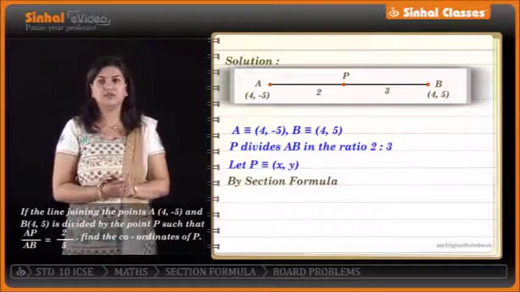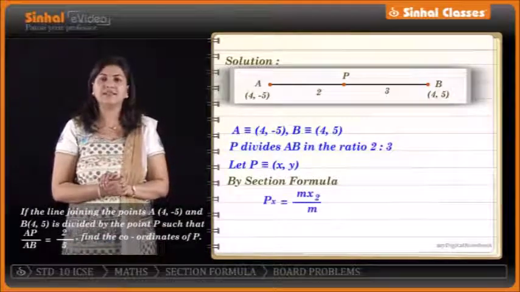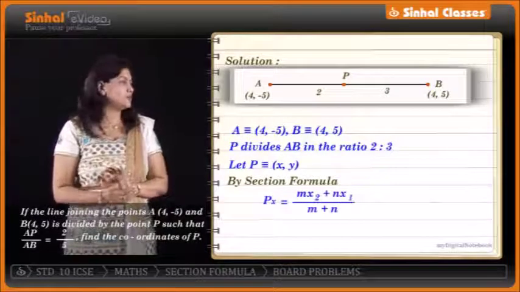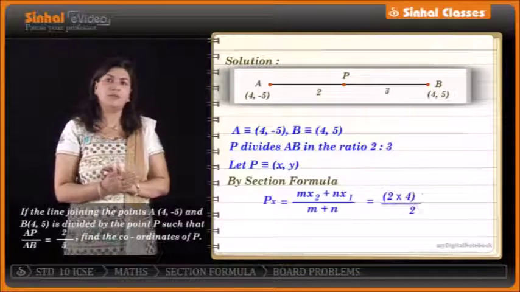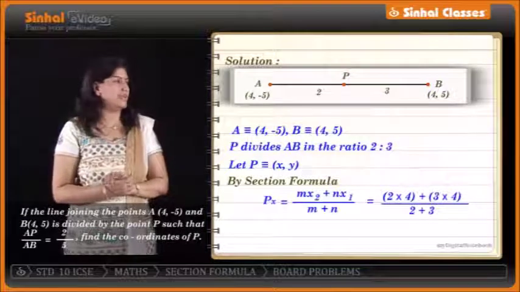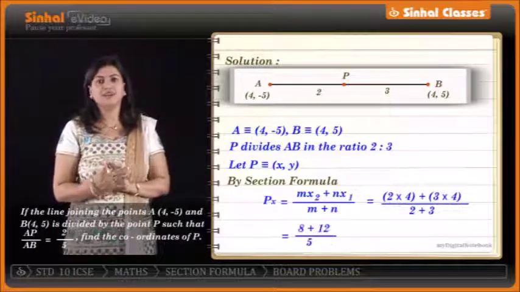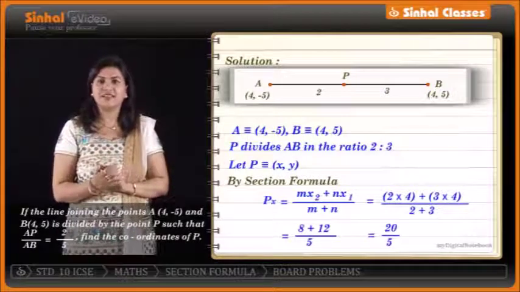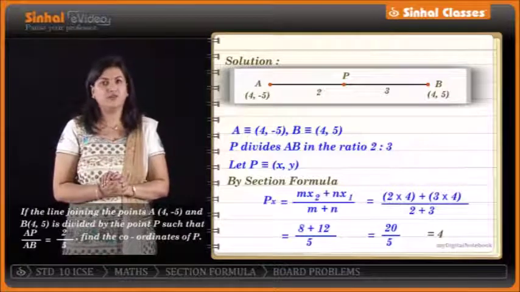Px is equal to mx2 plus nx1 upon m plus n, which is equal to 2 into 4 plus 3 into 4 upon 2 plus 3. On simplification, we get 8 plus 12 upon 5, that is 20 upon 5, which is nothing but 4. So the x coordinate for the point P is 4.